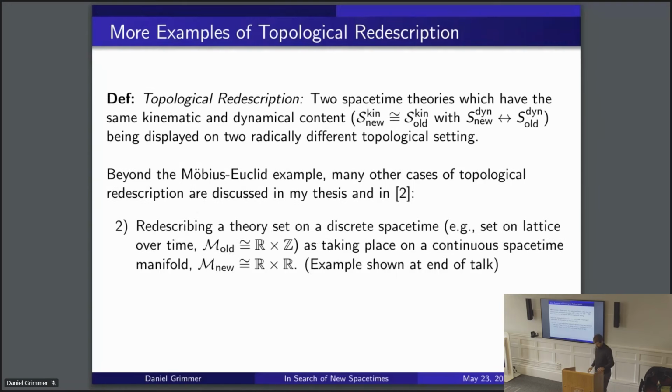Okay, as I'll show later at the end of the talk, we can start with a discrete space-time. So here's like a lattice of points across time. That will be our old space-time. You can redescribe that as being on a continuous space-time. Right? So we're changing the topology, the dimension, the sense of continuity. All of this is up for grabs.